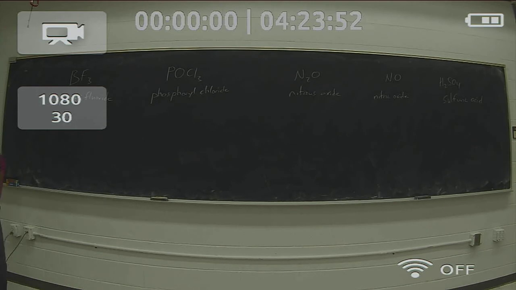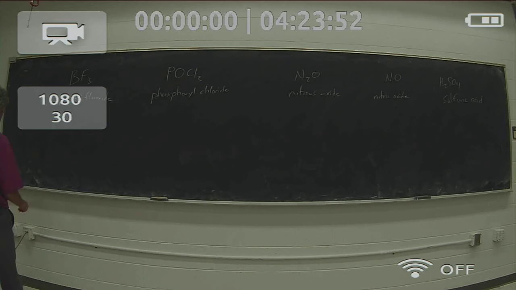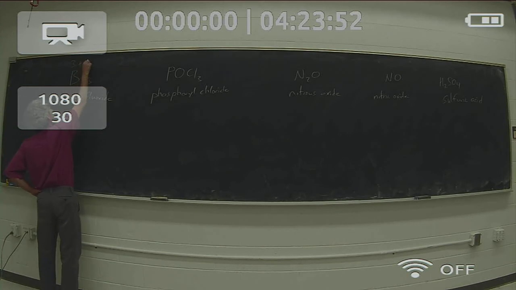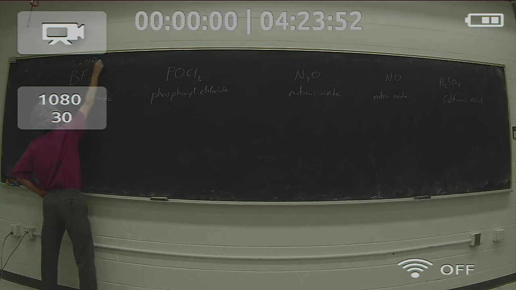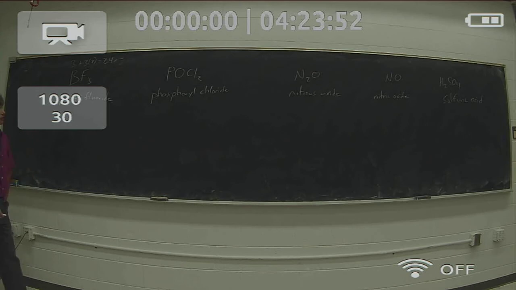So, what's the first thing that we always do? The starting point for all Lewis structures is always to count the valence electrons. So, 3 for the boron and 7 for each of the 3 fluorines, 24 electrons. That's a multiple of 8. So we can pretty much say that there are not going to be any lone pairs on the central atom.